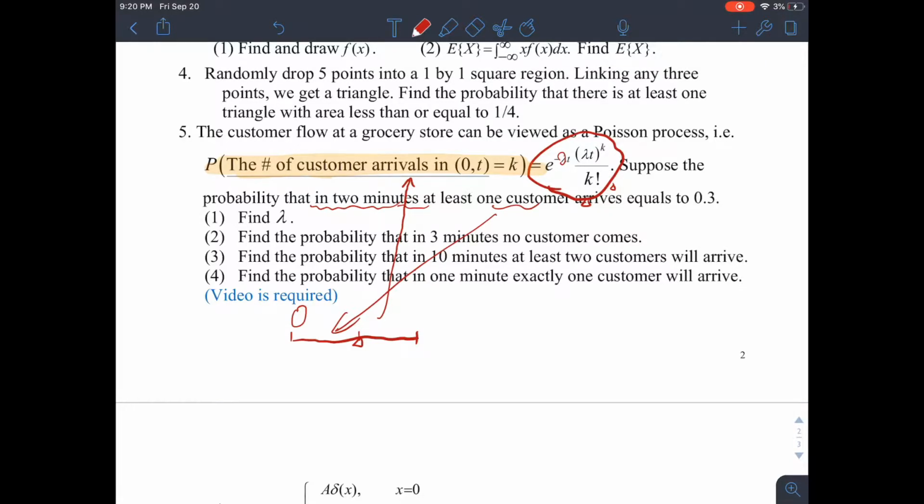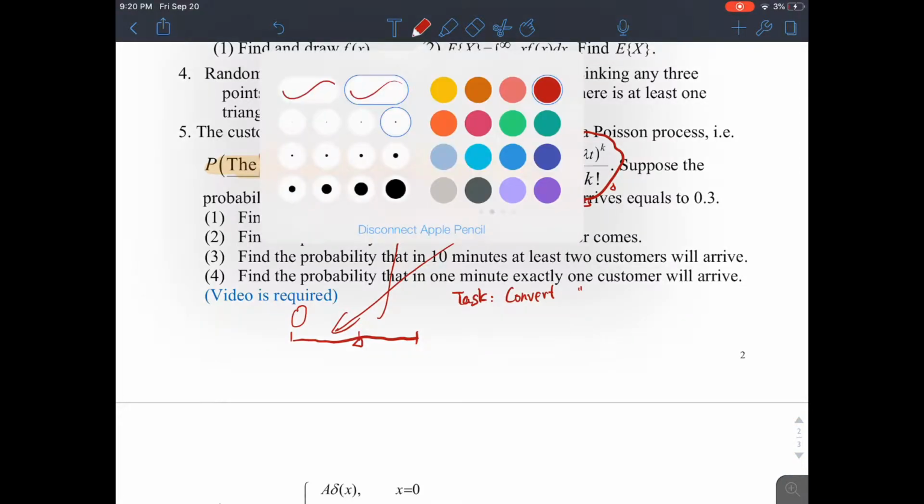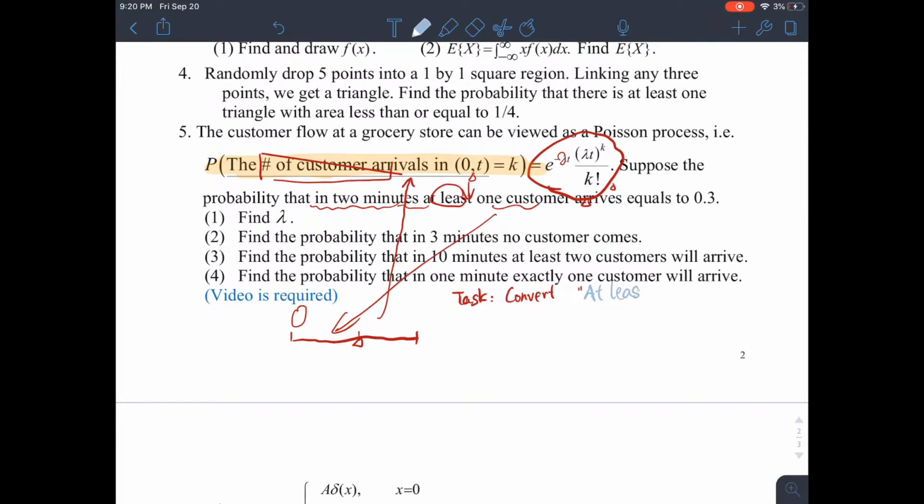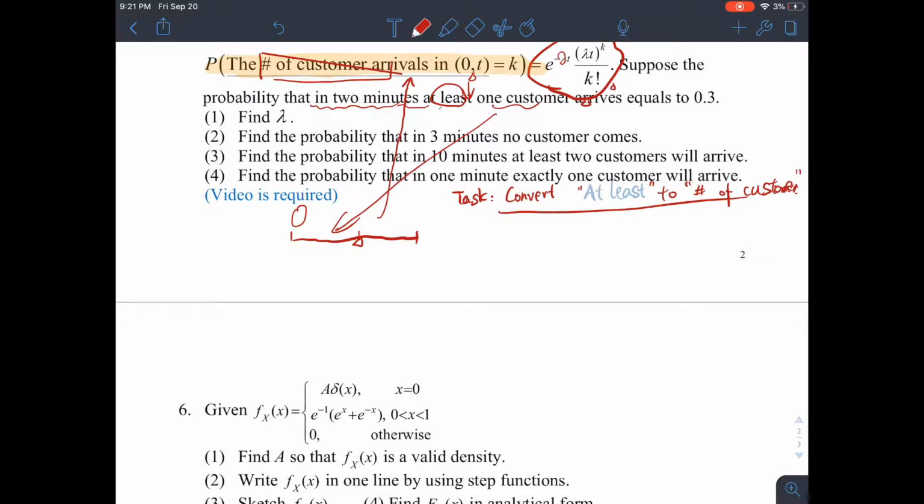The trick is here, we need to derive the number of people coming in this time slot for at least. So the task here is to convert, I will change to another color, at least to number of customer. This is the most important part in this problem. So here we know at least one customer we can derive as greater or equal than 1.